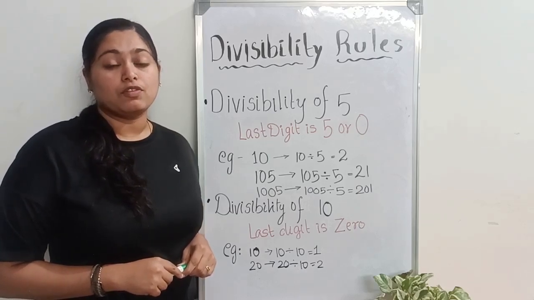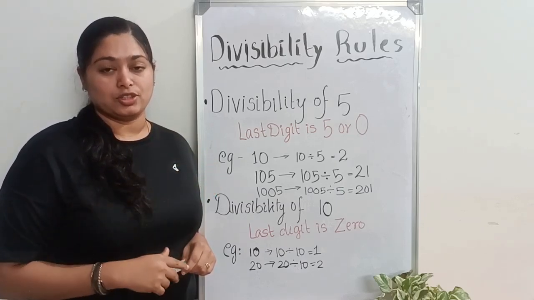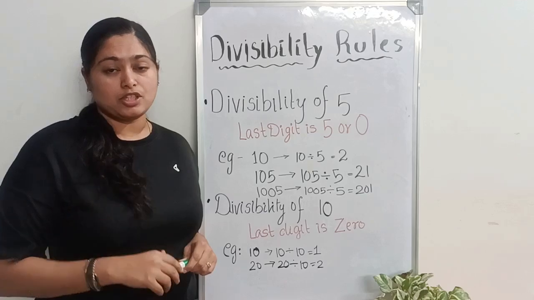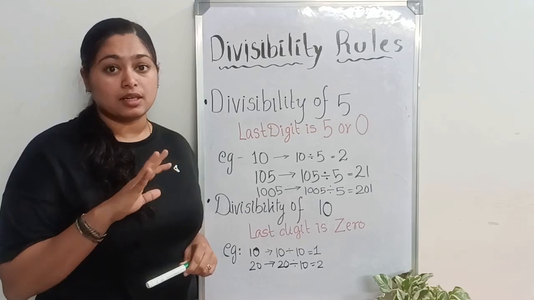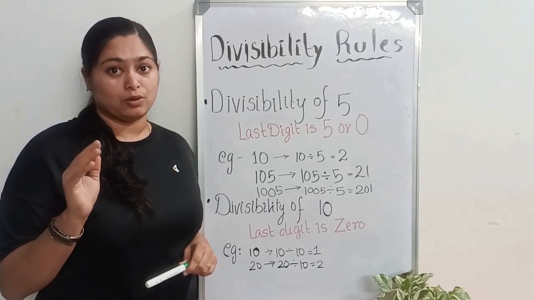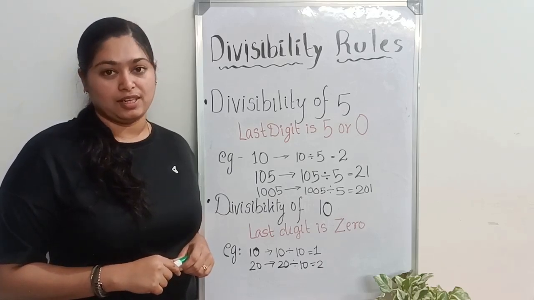And the divisibility rule of 3 was, you take the number, you add all the digits, and if the sum which you get is a multiple of 3, then definitely that number is divisible by 3 without leaving a remainder. Or in other words, 3 is a factor of that number.